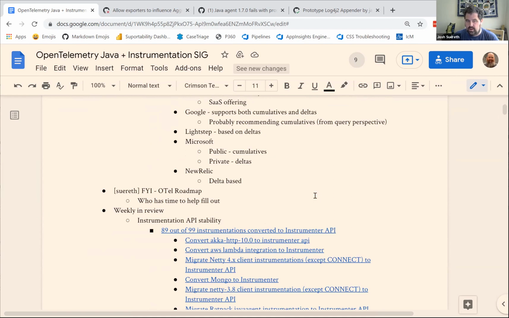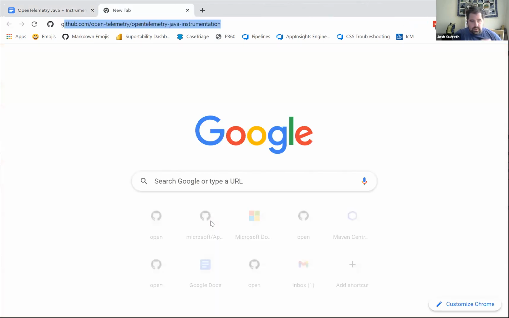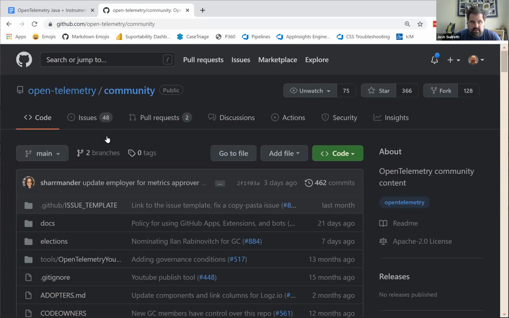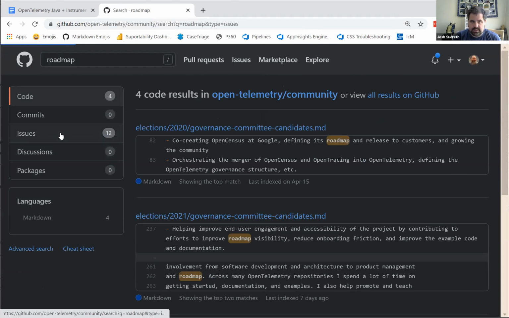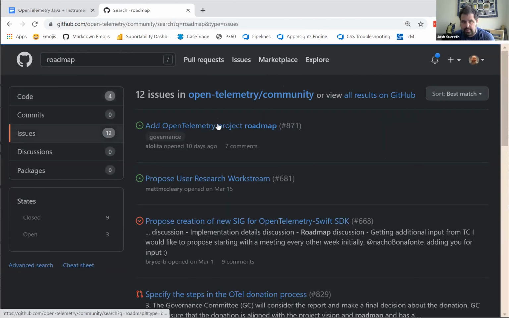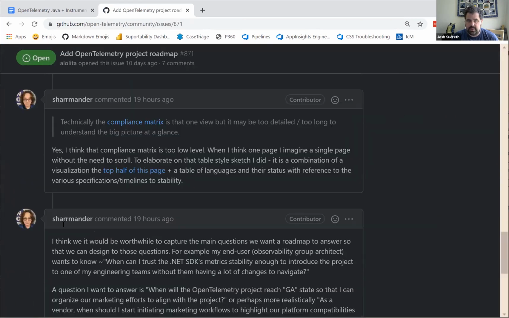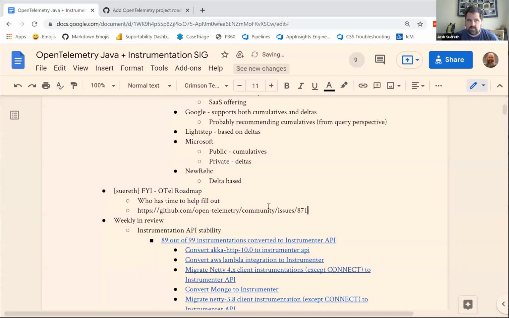Real quick though, I want to call out, I'm working on the OTel roadmap. We're trying to coordinate across different SIGs and different pieces of the TC, different owners, and we want to put out a new roadmap. I think there's a community issue on this. We talked about it in the last TC meeting that it's time to update the roadmap. So I'm working on an outline, and I want to make sure that things are added related to what everybody's doing.